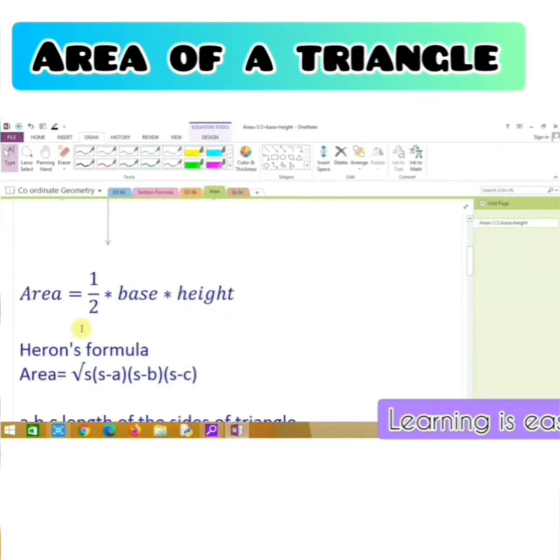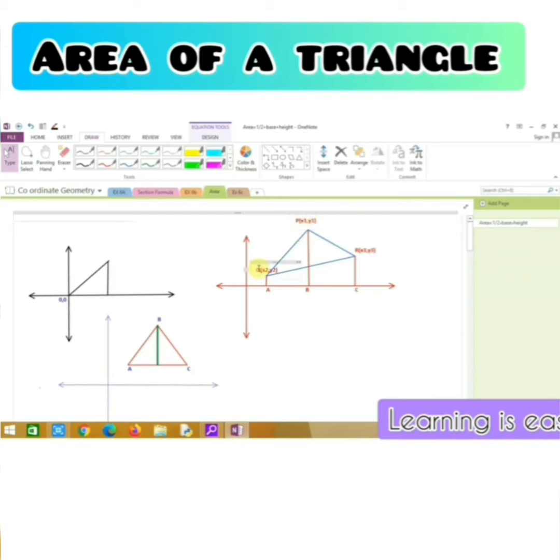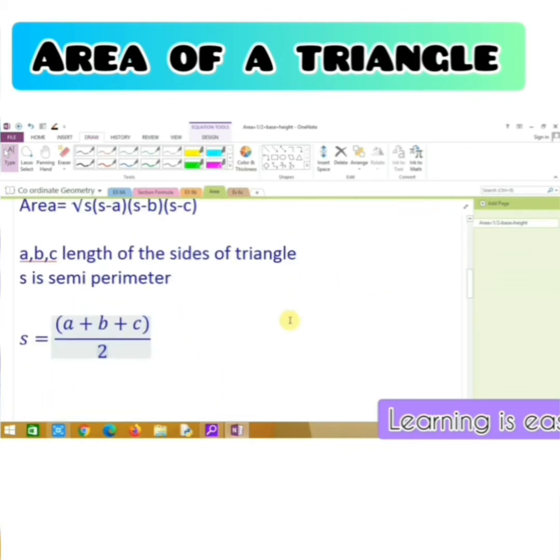If we have a triangle PQR on a plane with the coordinates known, then by dropping perpendiculars from each of these vertices, we get three trapeziums formed over here: PQAB, PBCR, QACR. By calculating the areas of the first two trapeziums and subtracting the bottom one, the trapezium QACR, we get the area of the triangle PQR.